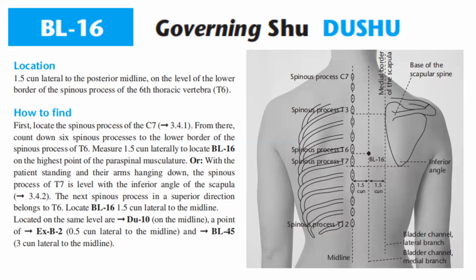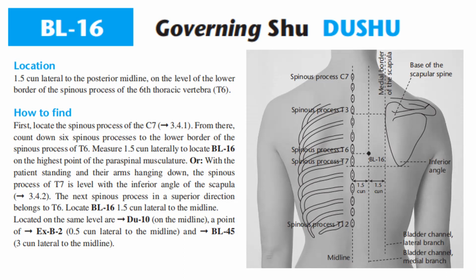standing and their arms hanging down, the spinous process of T7 is level with the inferior angle of the scapula. The next spinous process in the superior direction belongs to T6. Locate bladder 16, 1.5 tune lateral to the midline.